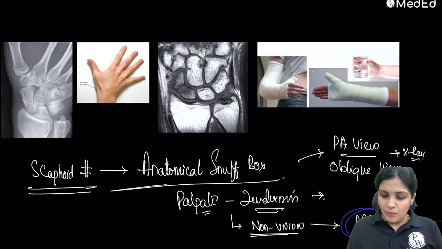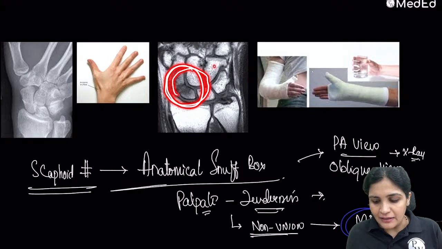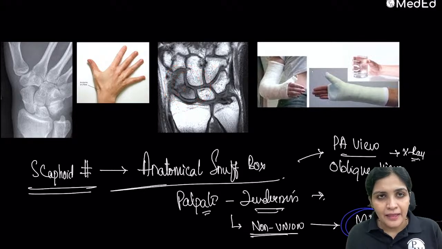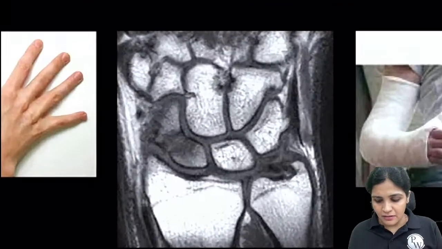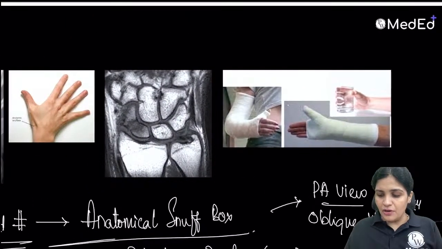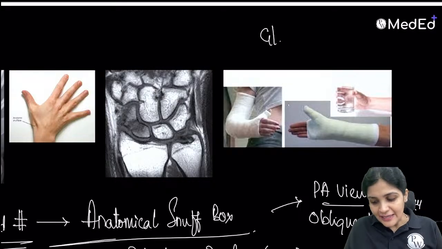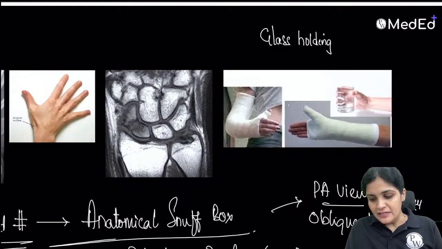So this is the MRI I was talking about, and if you see, there is a difference with the other carpal bones. You can see something abnormal here. Yes, this is the MRI, and this is the non-union, right? And what is the treatment for scaphoid fracture? Glass holding cast. Yes, if it is an undisplaced fracture, it is a glass holding cast.